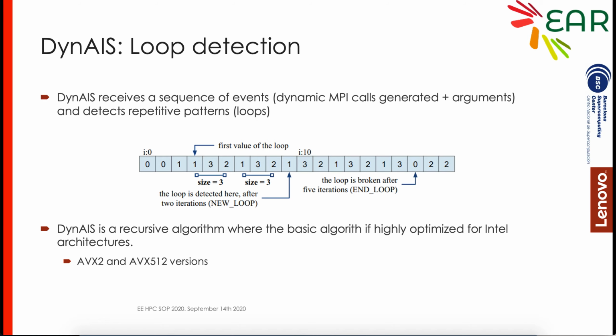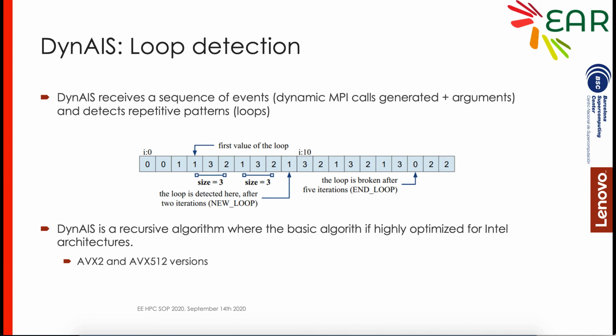Just a summary: what is DynAIS? The idea of DynAIS is to automatically identify repetitive patterns, which in our case means loops. For instance, in the picture you can see a very simplified, of course, not really synthetic, potential sequence of events. At that point, when we see this 1, 3, 2 repetitive pattern, DynAIS identifies a sequence, and when it appears again, 1, 3, 2, DynAIS reports to the library that we have a new loop.